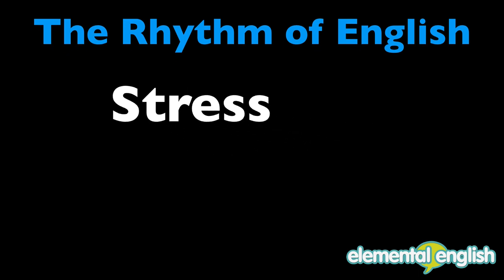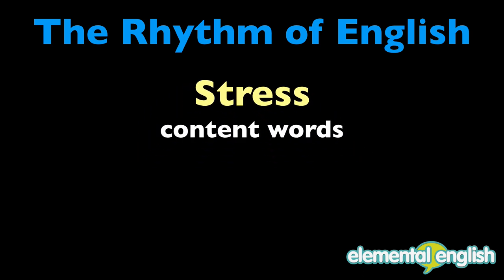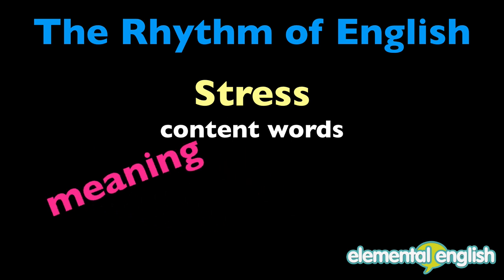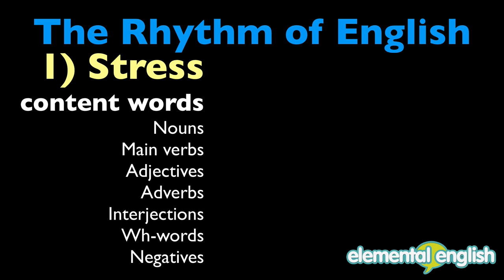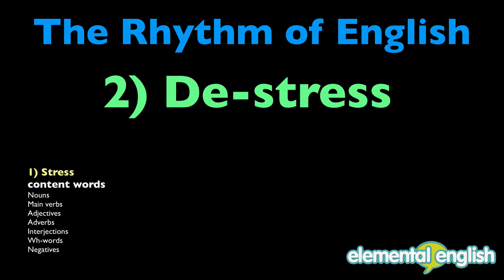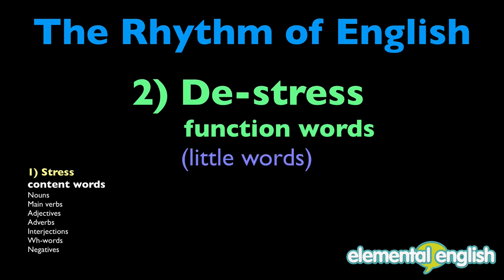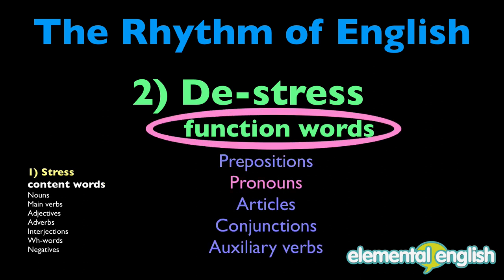The rhythm of English. The rhythm of English is created by stressing some words and de-stressing others. First, we stress content words, which carry meaning in a sentence. These include nouns, main verbs, adjectives, adverbs, interjections, WH words, and negatives. Stress means we say a syllable or word longer, louder, and higher in pitch. Second, we also de-stress function words, typically little words, which are more about the grammar and structure of the sentence. These include prepositions, pronouns, articles, conjunctions, and auxiliary verbs.